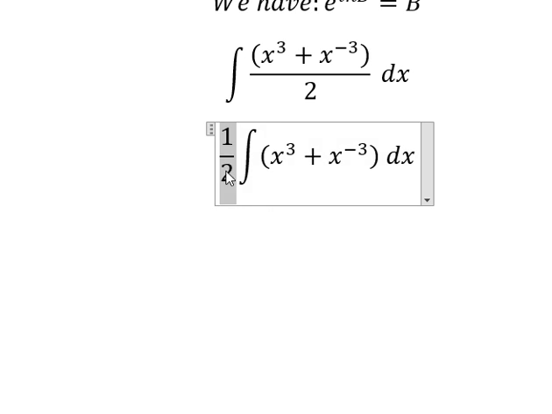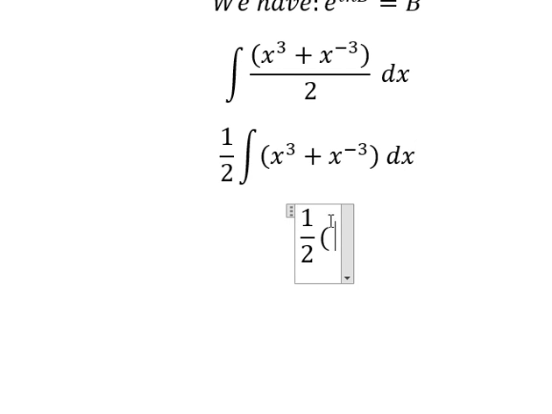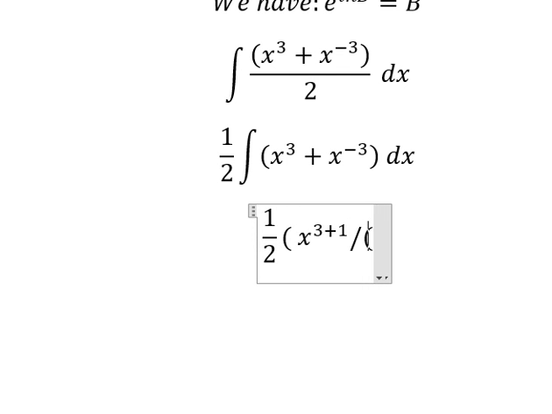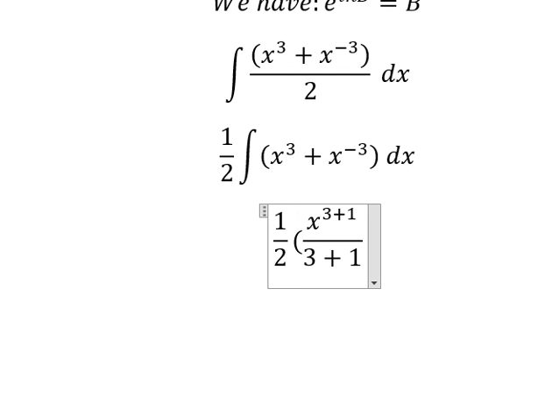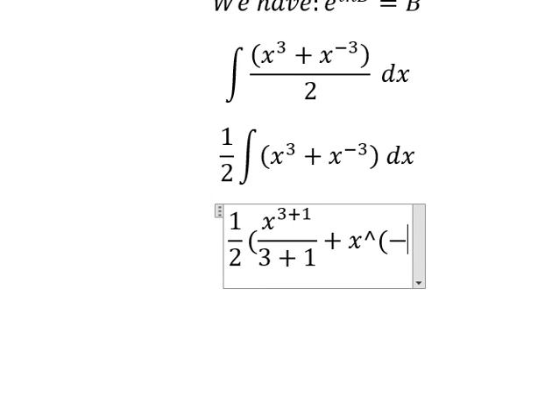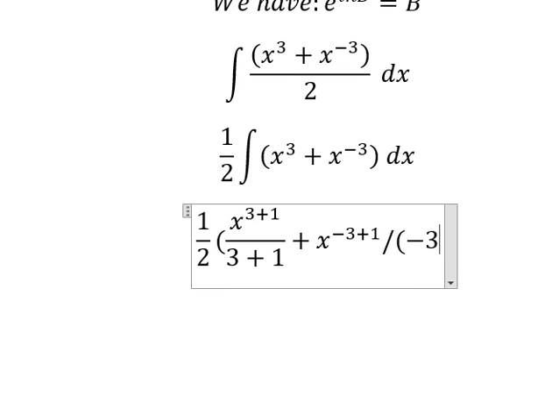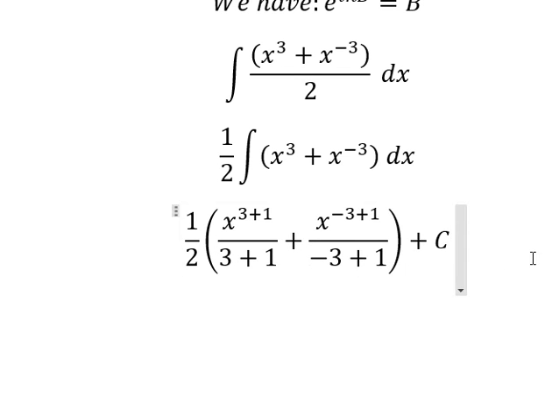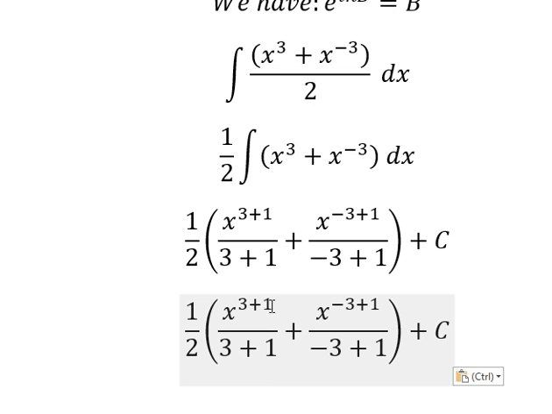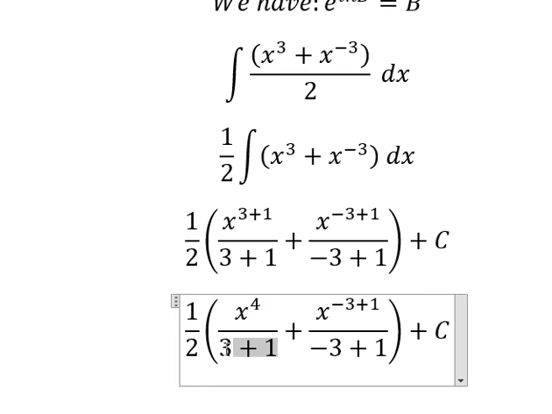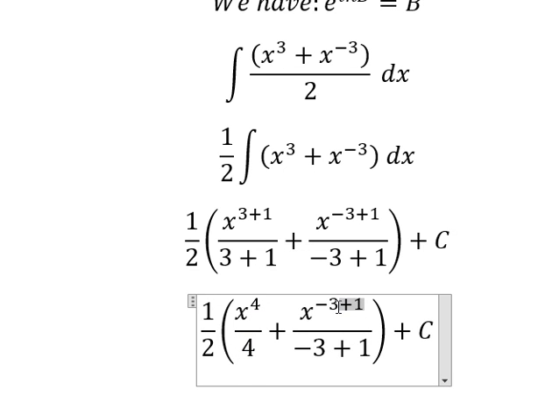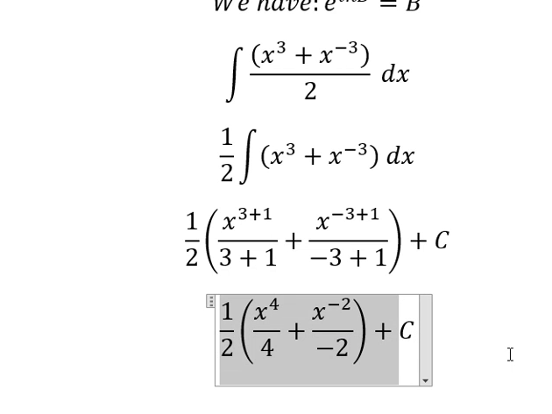And now, I will have the final answer. The integration of this one, we have s to the power of number 3 plus 1 over number 3 plus 1. We can do the similar for the next one. And this one we have number 4. This is we have negative number 2. And that is the final answer.